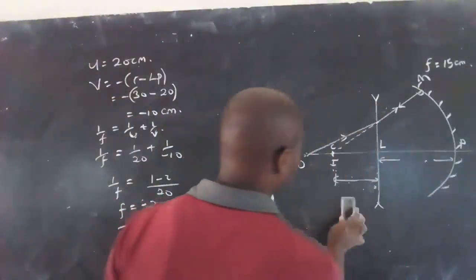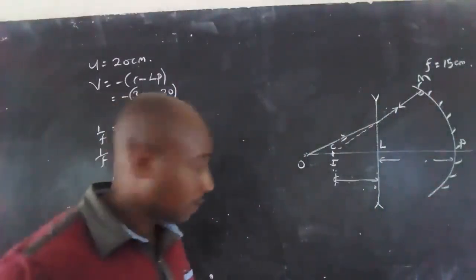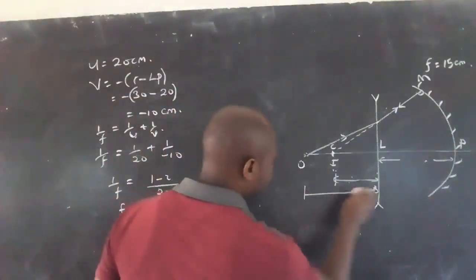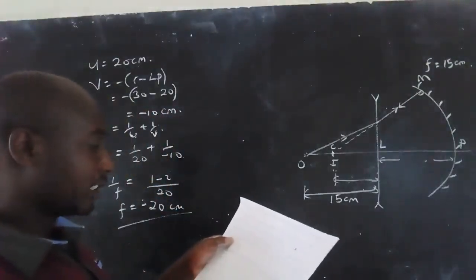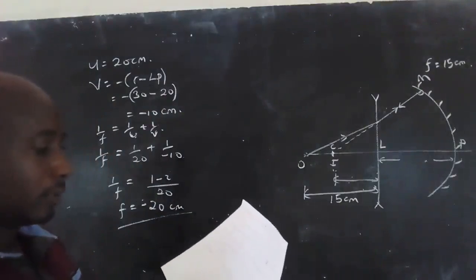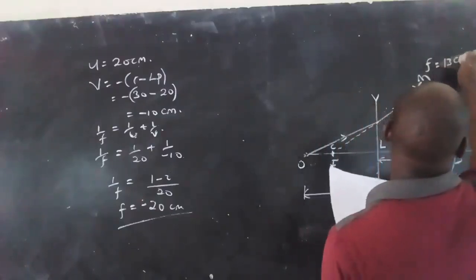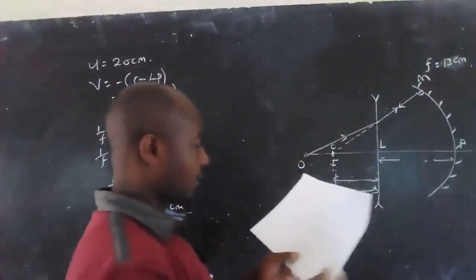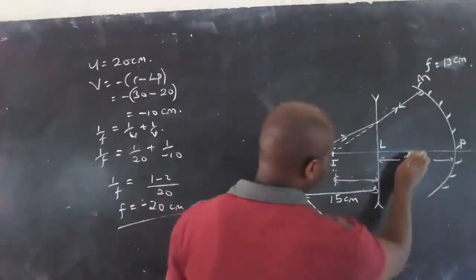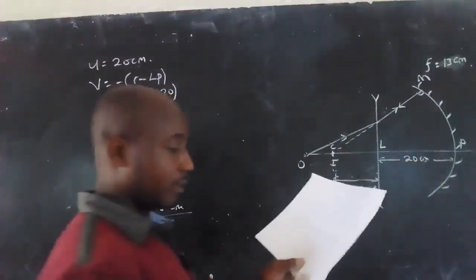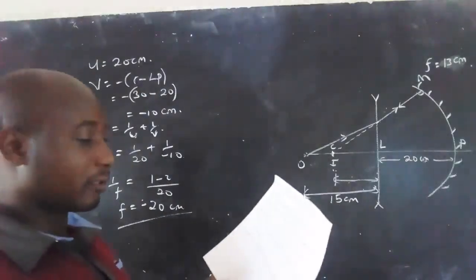Example number 2. An object is placed 15 centimeters in front of the diverging lens. So this object here is at 15 centimeters, coaxially placed with a concave mirror of focal length 13. So F here is what? 13 centimeters. They are saying that when the concave mirror is 20 centimeters from the lens, the final image coincides with its object. Draw a ray diagram to show the formation of the final image.